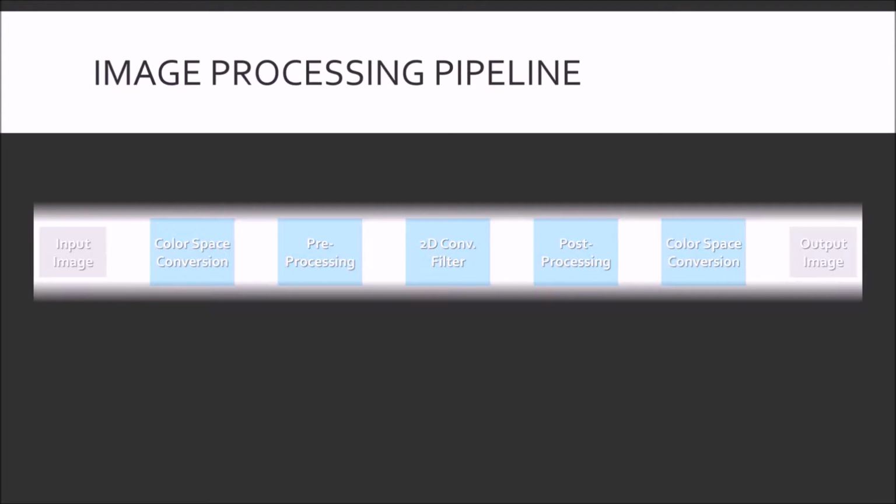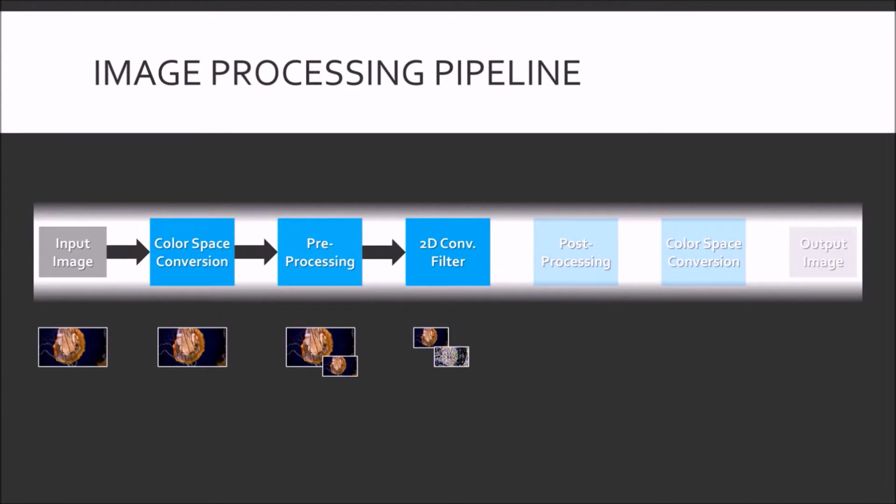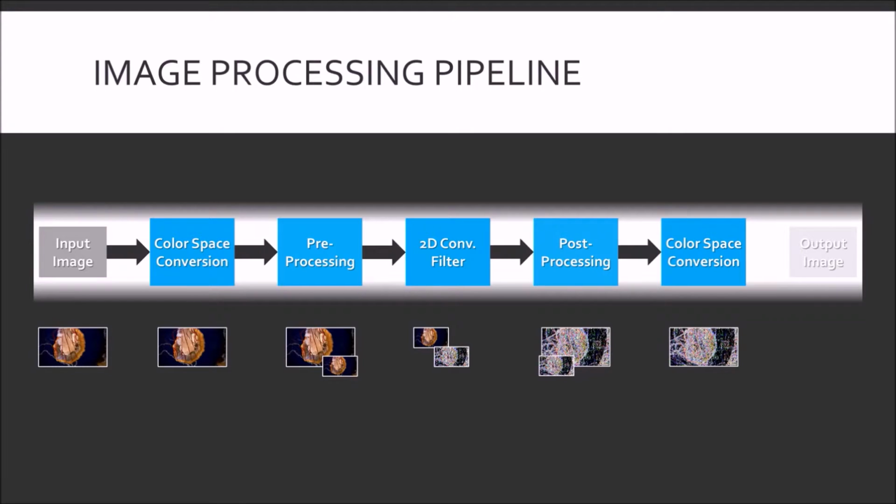We first begin with our input image, which is then passed to a color space conversion operation. We perform some pre-processing to enable real-time performance by downsampling the input image, and that downsampled image is then passed to our 2D convolution filter, which detects the edges. We then upsample using a 6-tap interpolation filter, and again apply color space conversion to return the original input image format as the output image.